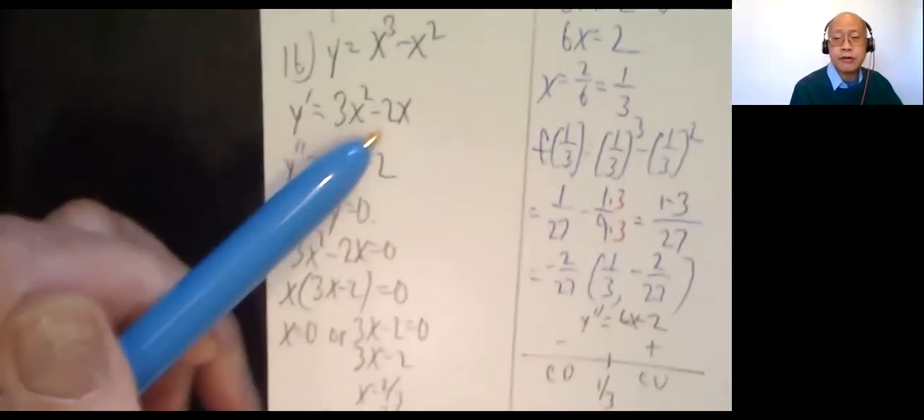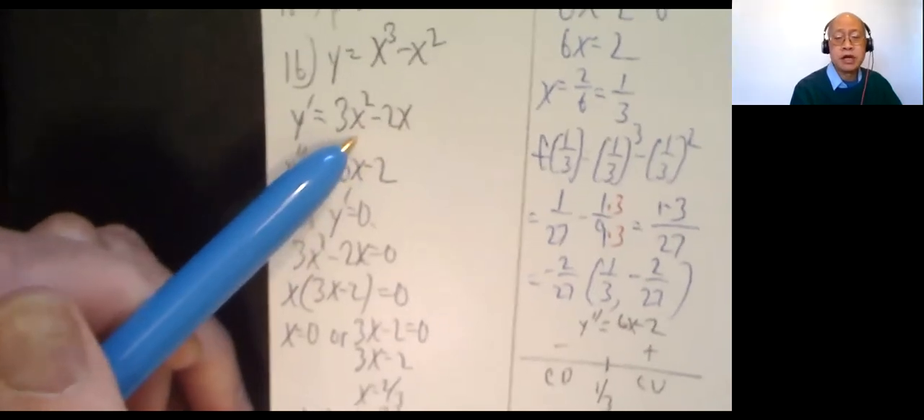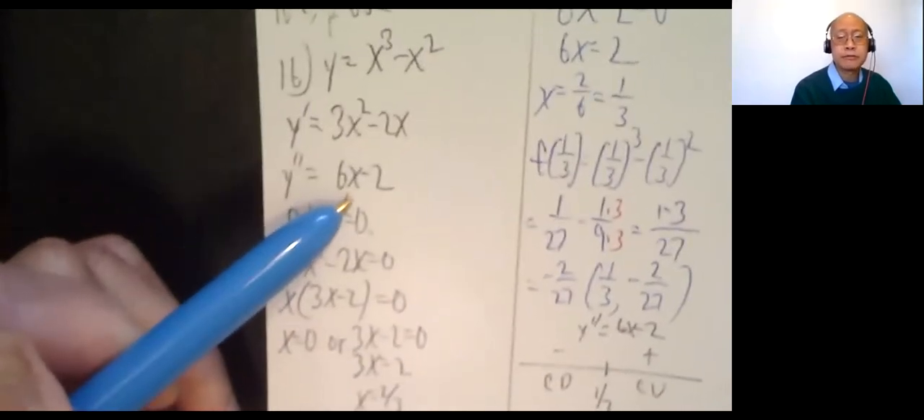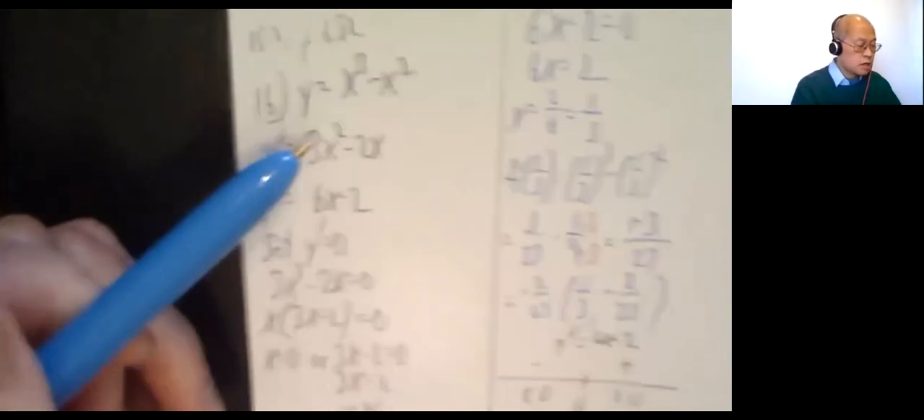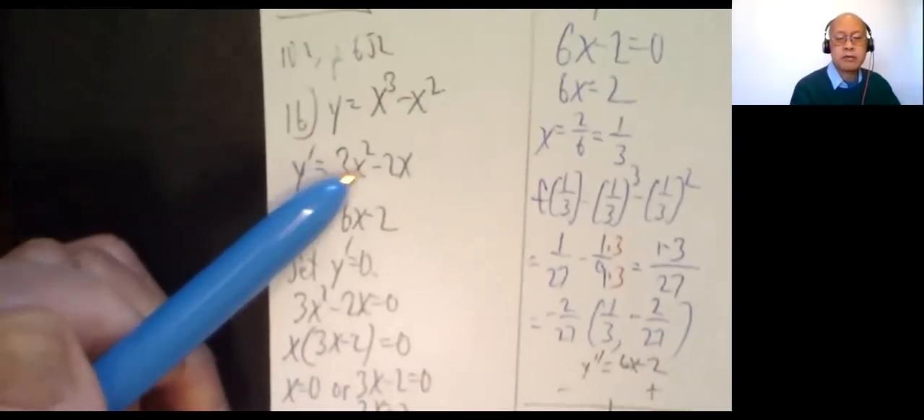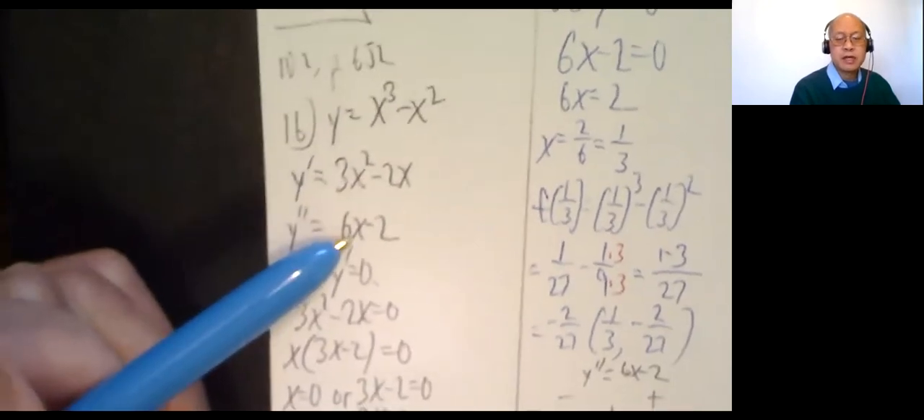So what's the second derivative? It's the derivative of the derivative. When you take a derivative, the thing that you get back is another function, which means you can take another derivative. So here's x cubed minus x squared. First derivative, 3x squared minus 2x. Second derivative, 6x minus 2.